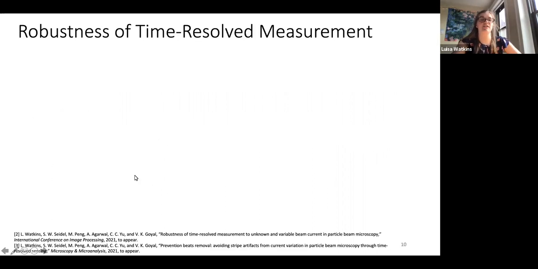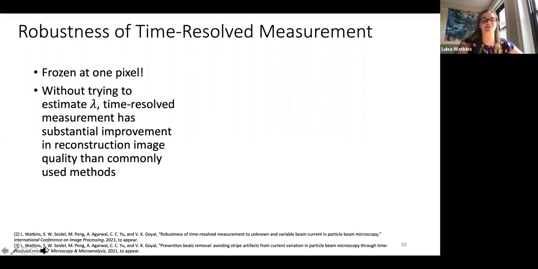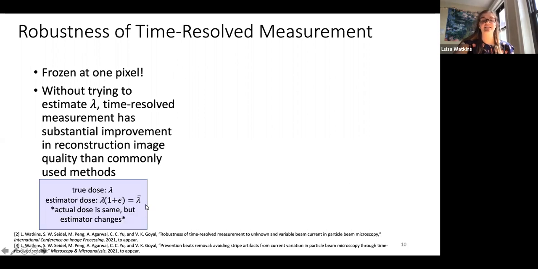So if we look at the first thing I mentioned, which was the robustness of the time-resolved measurement, again we want to emphasize we're frozen at one pixel. The time-resolved measurement algorithm, the TRML, doesn't even try to estimate lambda. It makes this false assumption, but it still gives a substantial improvement in the reconstructed image quality over the commonly used methods.